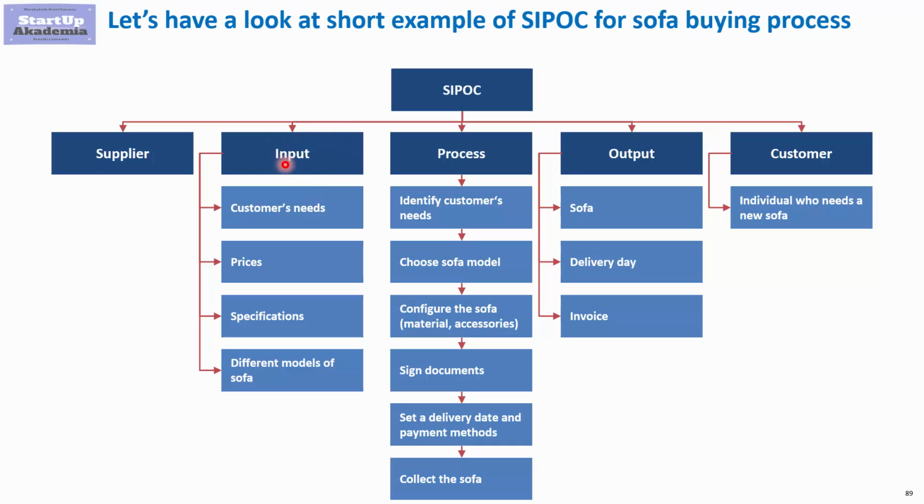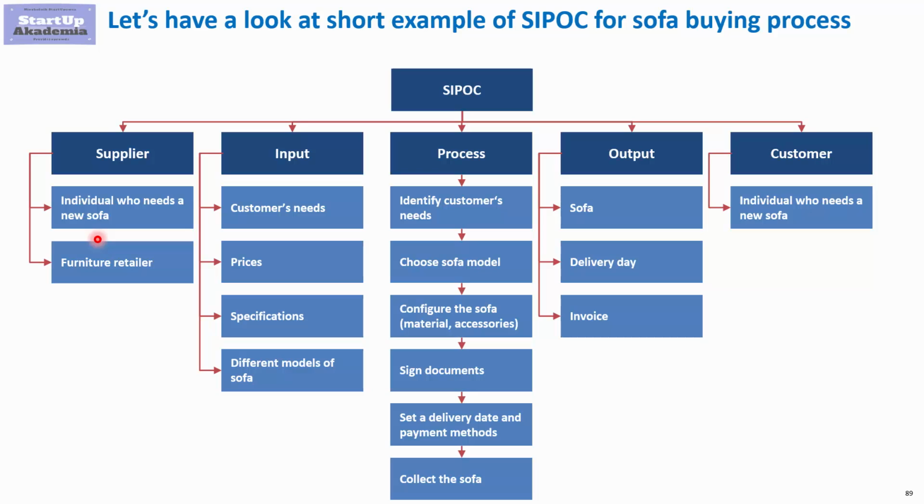Now, since we need some inputs, we also have to define who will give us the inputs. So the customer needs can be only supplied by the individual who needs a new sofa. As you can see, the customer is to some extent also the supplier of the things we need for the process. Apart from that, we'll have the retailer, and the other inputs will be supplied by the retailer of sofas.